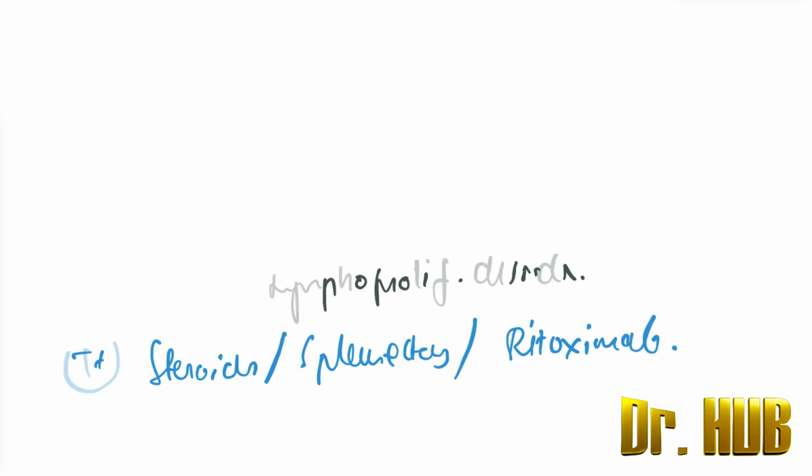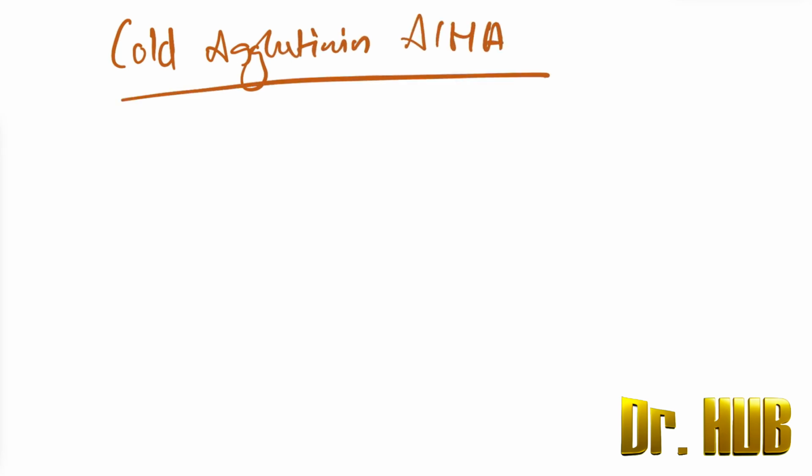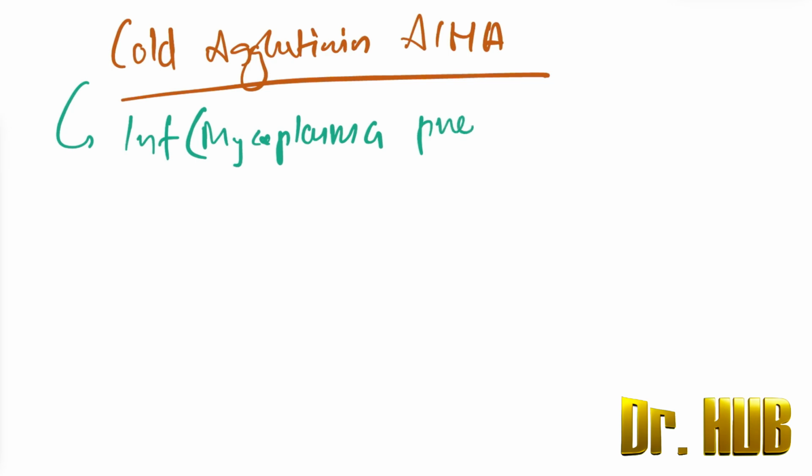Next we will look at the cold agglutinin AIHA. So what happens in the cold agglutinin AIHA? The etiology includes infections. The infections can be mycoplasma pneumonia as well as EBV. Then we move on to the lymphoproliferative diseases.